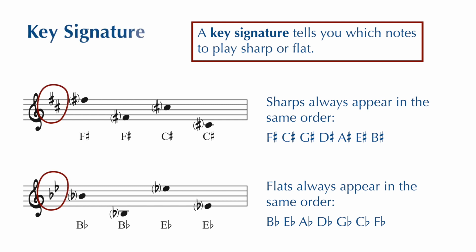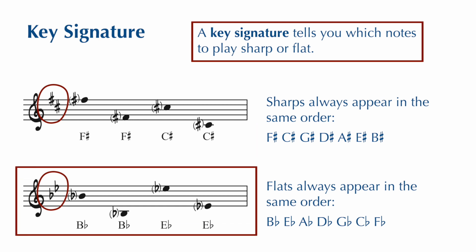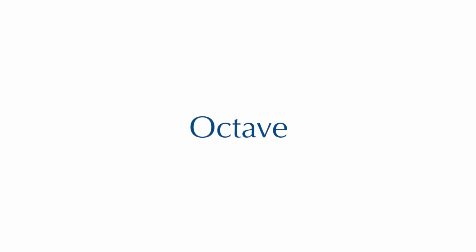A key signature appears at the beginning of each line, telling which notes should be played as flats or sharps. In this key signature, every F and C is played as F-sharp and C-sharp. And in this key signature, every B and E is played as B-flat and E-flat.